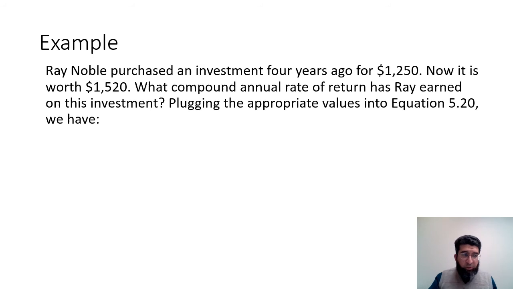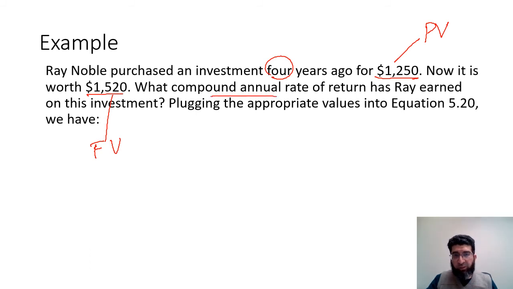We can do one more example with this. Ray Noble purchased an investment 4 years ago for 1250. Now this 1250 is the present value and 1520 is the future value. For this, what compound growth rate, as I said, this is CAGR, has been earned on this investment?